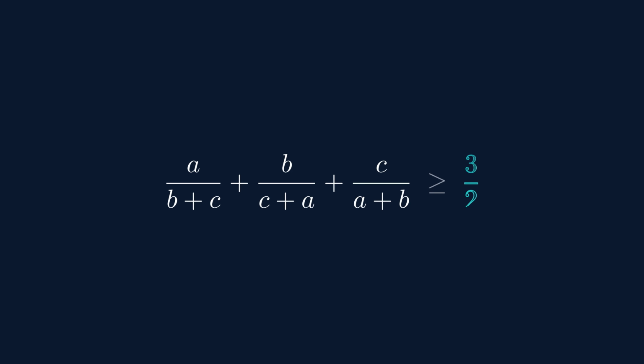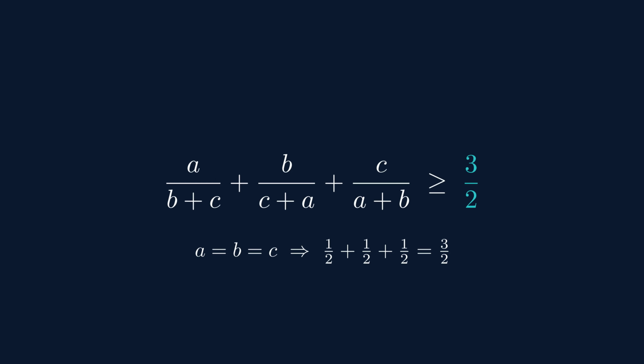So this is the original Nesbitt's inequality. You grab 3 positive numbers, make these 3 fractions, add them up, and you always land at 3 halves or higher. You don't need to take my word for it, you can just plug stuff in. 2, 3, 4 gives like 1.59. Seriously, pause the video and try to break it. You literally cannot get under 3 halves because this is a proven result.